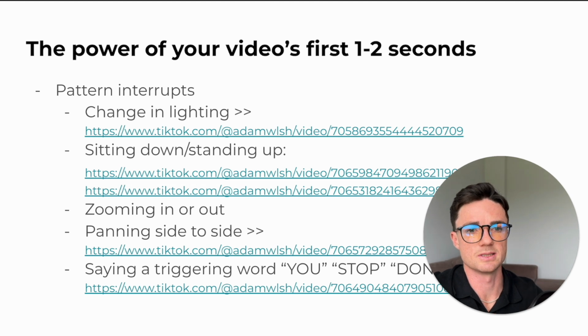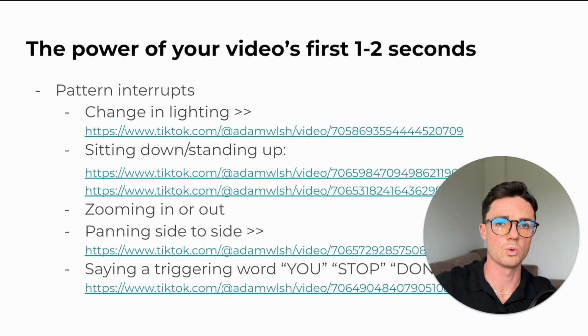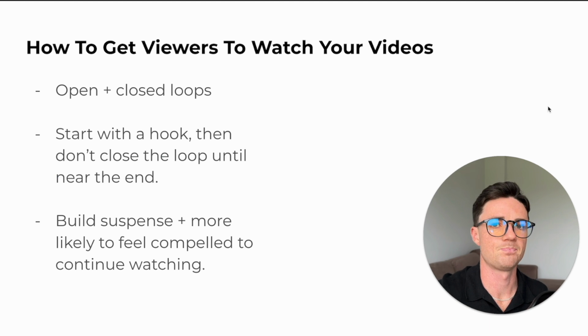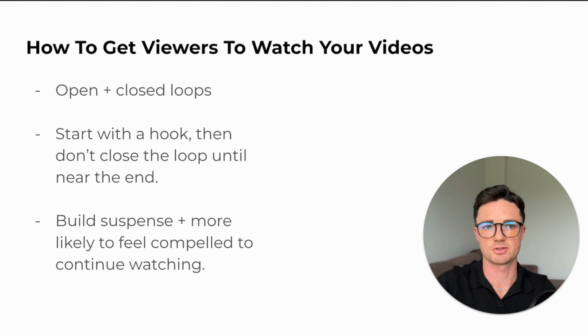I'm going to show you these examples: changing the lighting, showing a sitting down or standing up clip, zooming in or out, panning side to side, and then saying a triggering word like you or stop or don't or never. One of these. So I'm going to show you those in a moment. Now, when we look at this, there's other things to look at. It's not just pattern interrupts in the first couple of seconds.